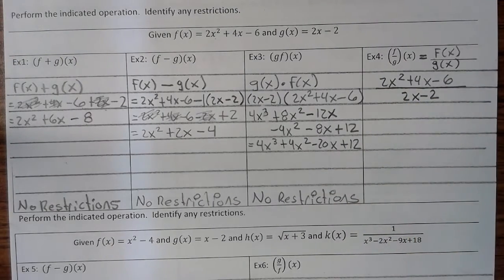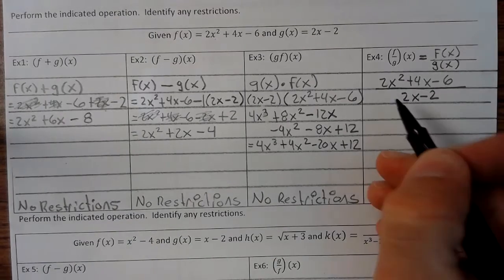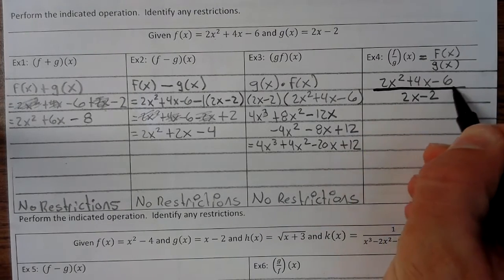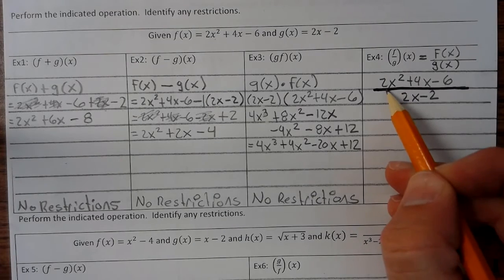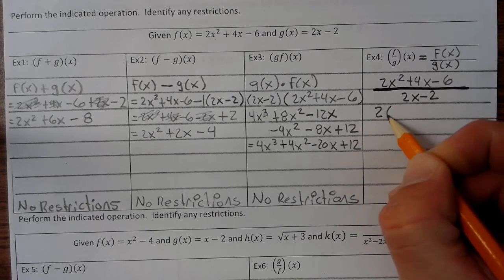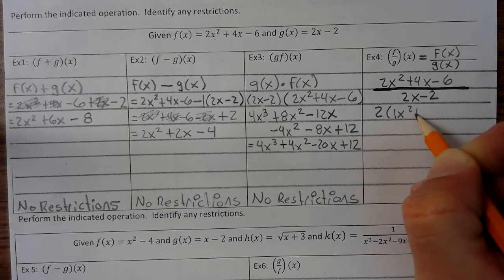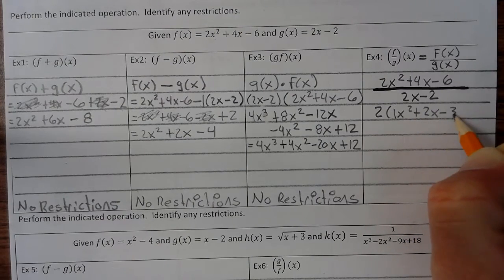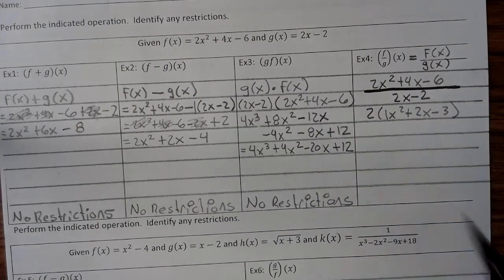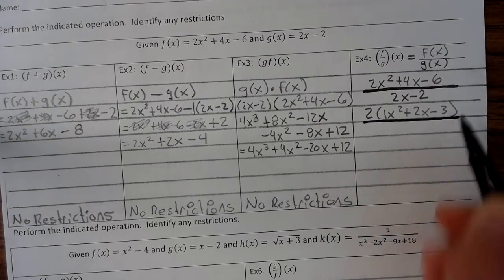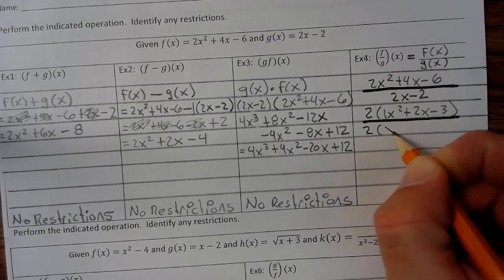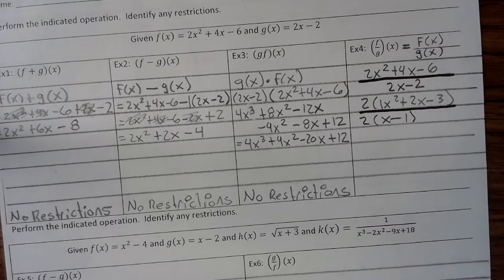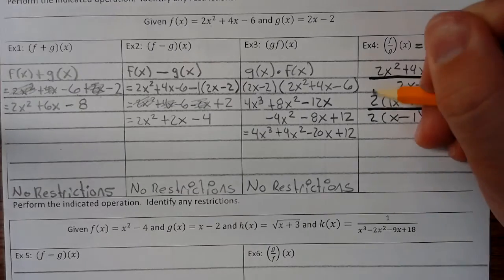Now, we're going to need to factor the numerator and denominator. This is darker so you can see the division. Okay, so let's factor the numerator first. First off, we can factor out a 2 from everything. So that's 2 times 1x squared plus 2x minus 3. And we can also factor 2 from the denominator. So that's 2 times x minus 1. Well, the 2's divide and become 1.